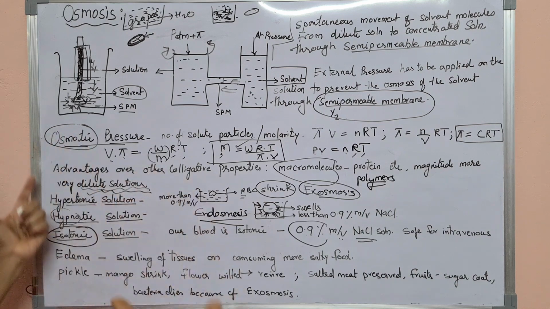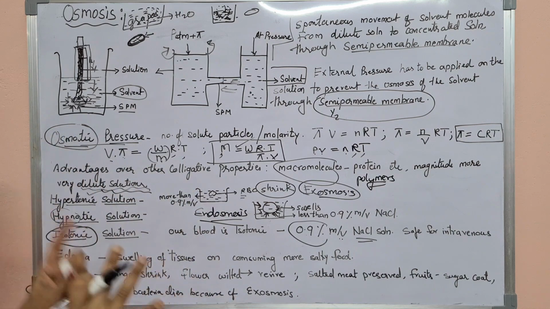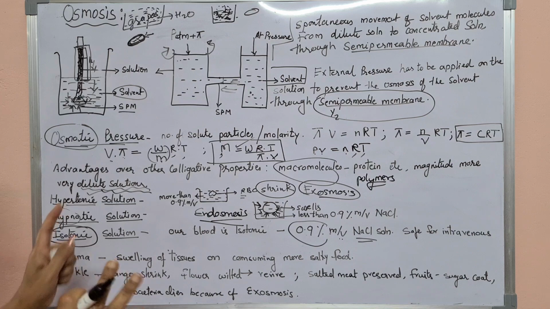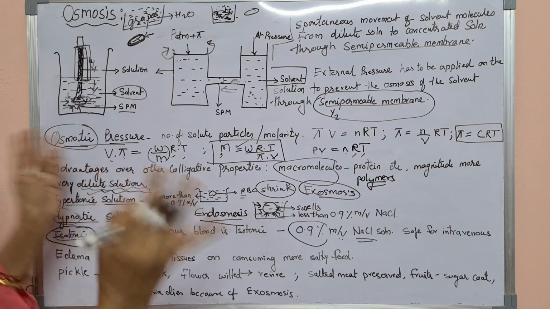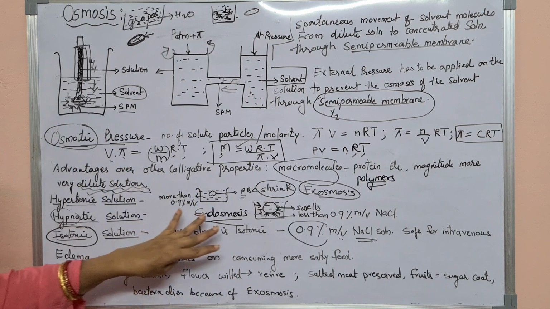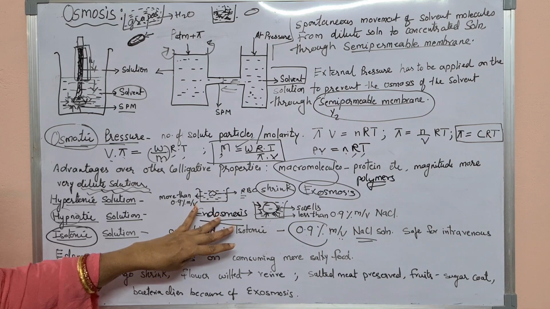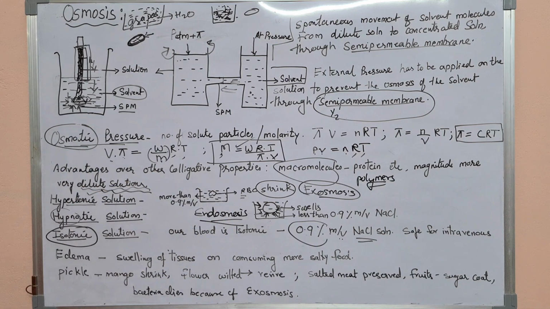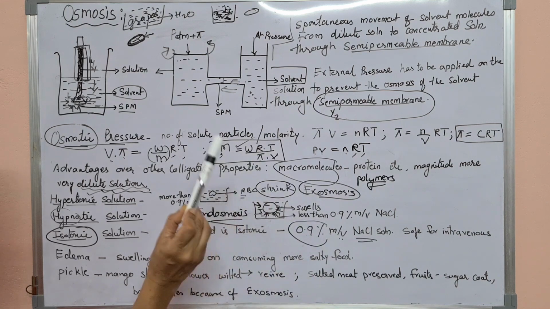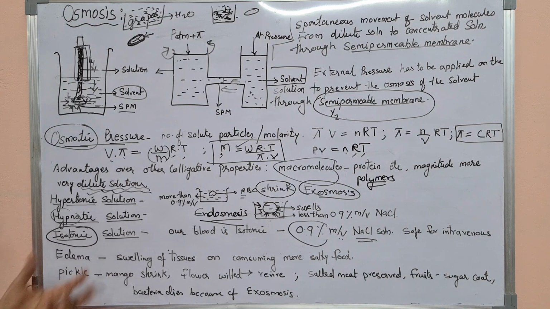Slowly its membrane will keep swelling, and a stage will come when it can't withstand the pressure and that membrane can burst also. So this is also harmful. That is why, in order to inject any medicine, it is a must that the concentration of the injecting medicine should be 0.9 mass per unit volume. If it is more than this, it is also harmful for the patient.